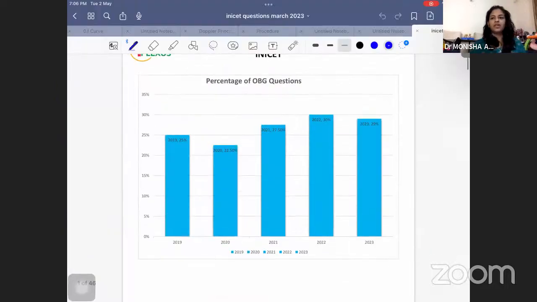Yes. Okay, fine. So this is a graph that shows the percentage of OBG questions in INICET, INICET-OBG-T&D, whatever questions, according to the years. The past 5 years I have given here. So that means OBG is important, and recently the patterns they ask are kind of different. Whatever updates from obstetrics as well as gynecology, they've asked many questions. And topics like ectopic pregnancy, that is also a very important topic.